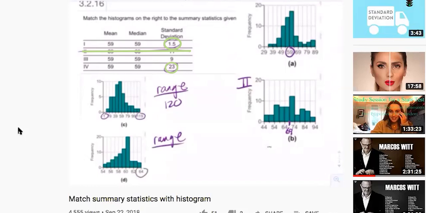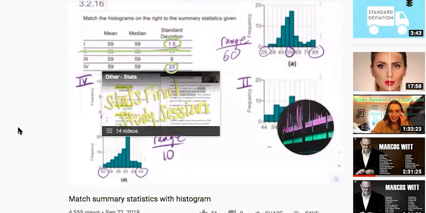Now, what about this range? This range looks like it's 54 to 64. That's 10. That's pretty small. Okay, let's look at this one. It's going from like 29 to 89. What's that? 60. So that range is 60. So that tells us a lot. Graphs C and D are the ones we're looking for. C is the biggest range, so that's going to be summary statistics 4. And D would have to be summary statistics 1. Leaving A, the last one, that's going to be 3.